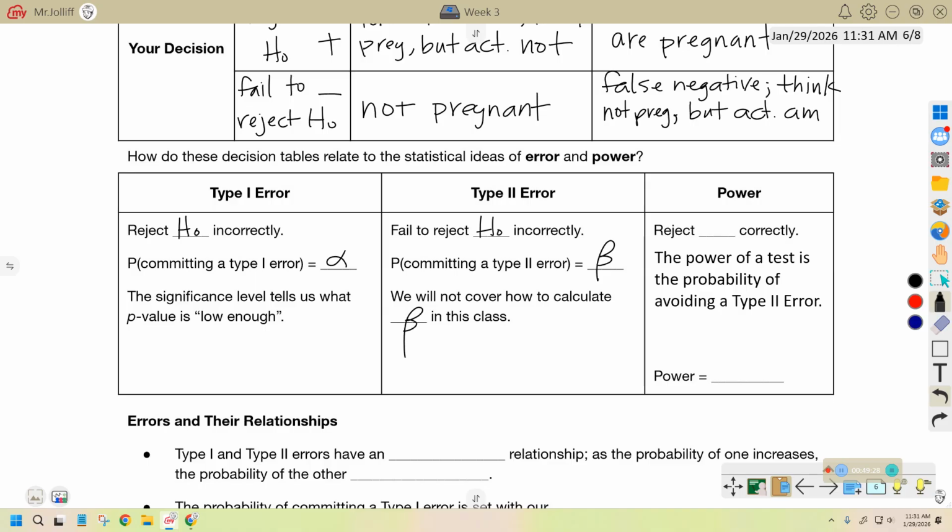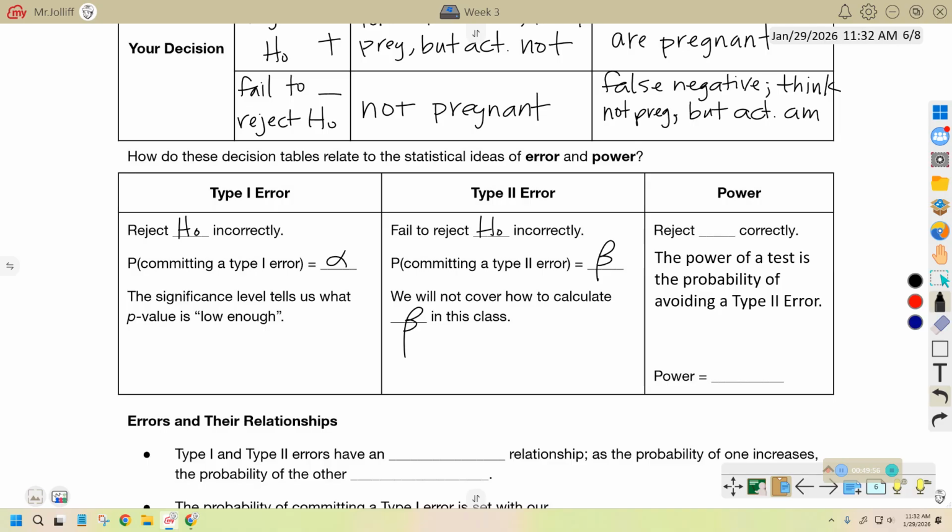We will not discuss how to calculate. If you are going to major in stats or go to grad school in stats, you will learn that eventually. But for most of you, you're going to have a calculator or a computer program that's going to spit this information out at you, and you just need to know how to interpret what the calculator tells you. So beta is the probability that I am failing to reject incorrectly.